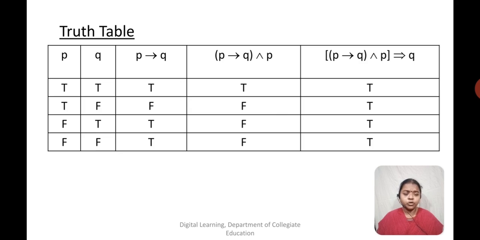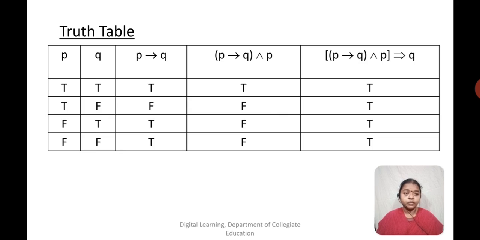Now, let me go to the fourth column. What I have to do is take the third column with the first column and use the logical connective AND. Whenever this AND comes, both the propositions are supposed to be true. Now, let me check which values these are. This is the first combination. The first combination has both as true. So your answer is true. In the rest, it is false.